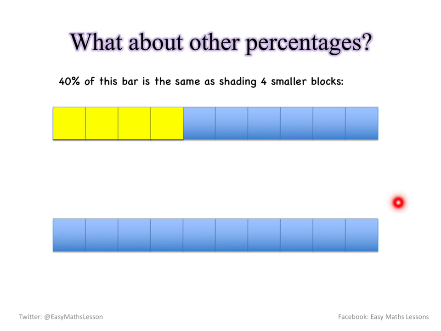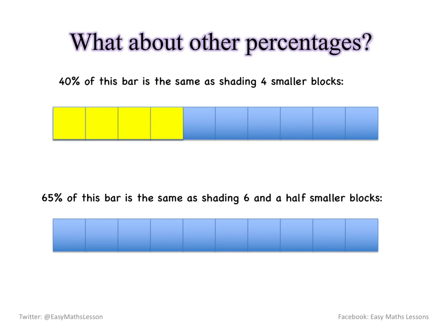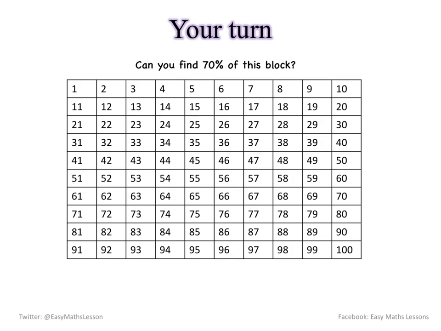If I look at the bottom shape, this time I would like to shade in 65% of this bar. And therefore, again, I've got 1, 2, 3, 4, 5, 6, 7, 8, 9, 10 blocks. Because a percentage is always out of 100, that means this needs to add up to 100. And therefore, each block will be worth 10%. So in order to find 65%, I have to shade in 6.5 of these smaller blocks. 1, 2, 3, 4, 5, 6.5. There we go. All right.